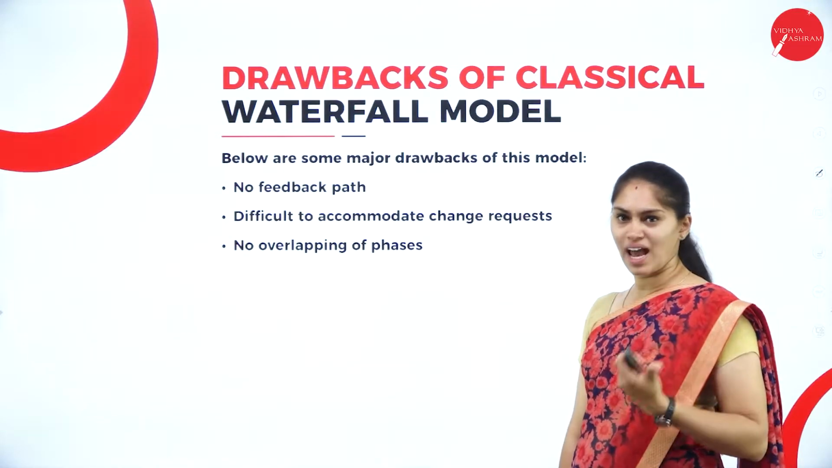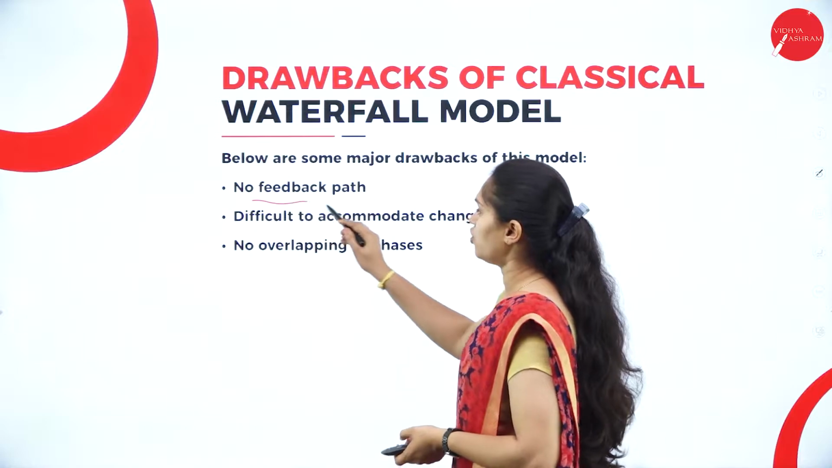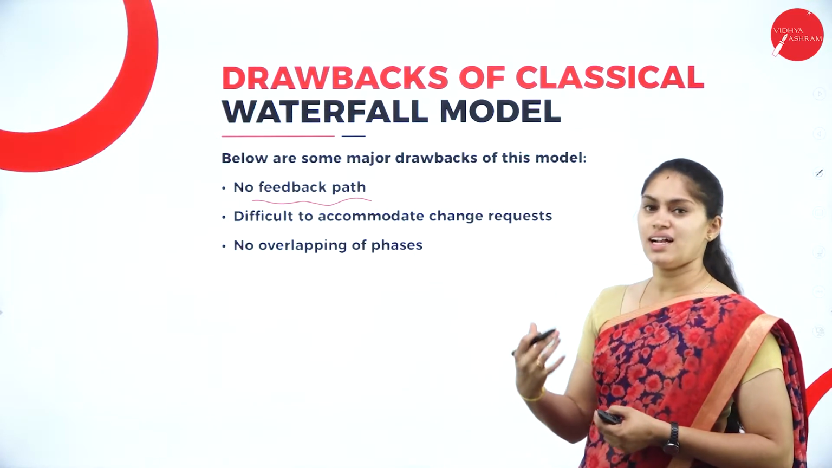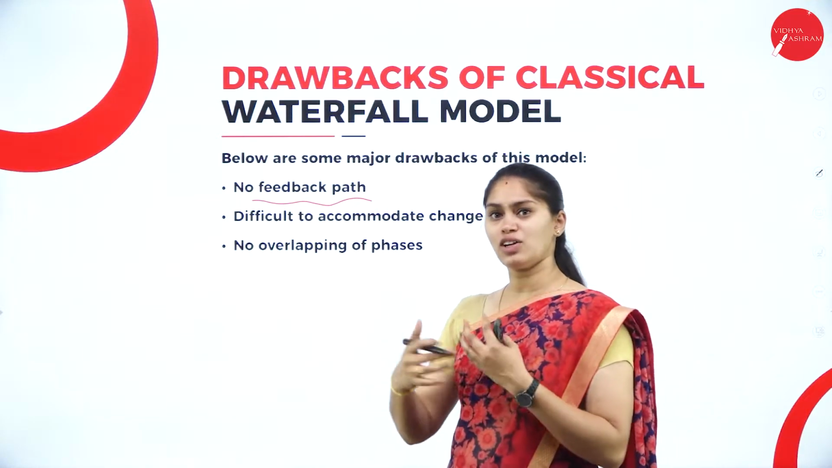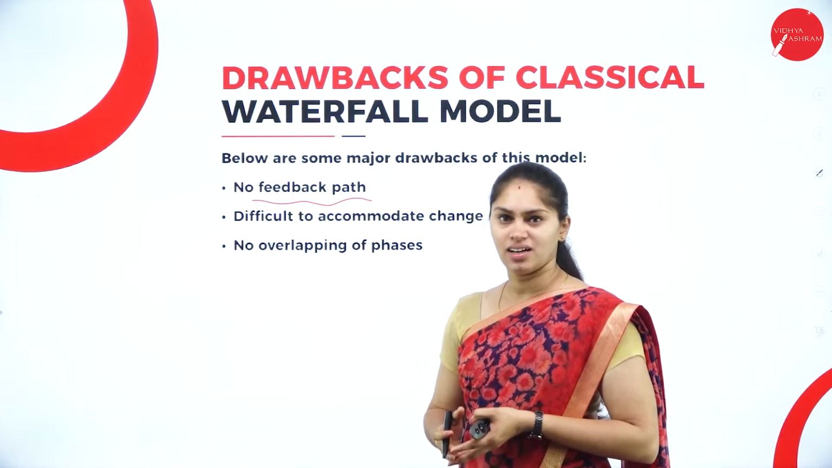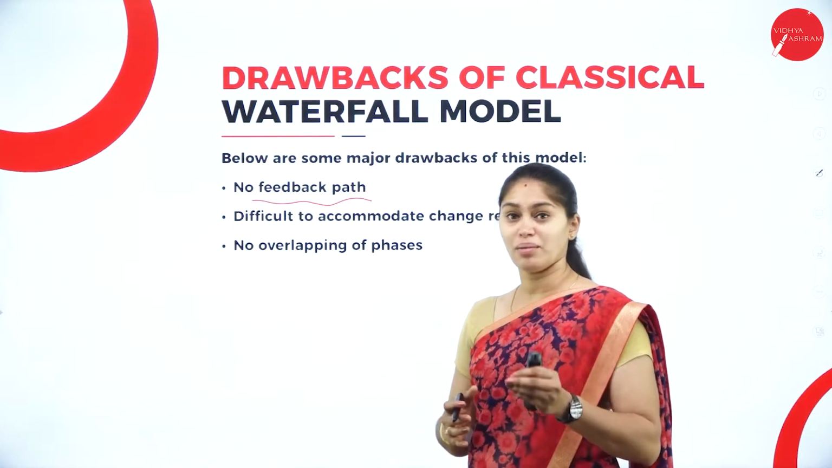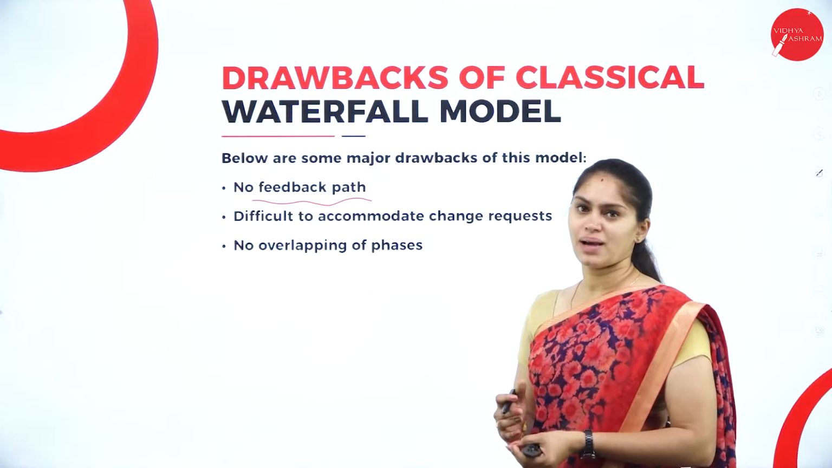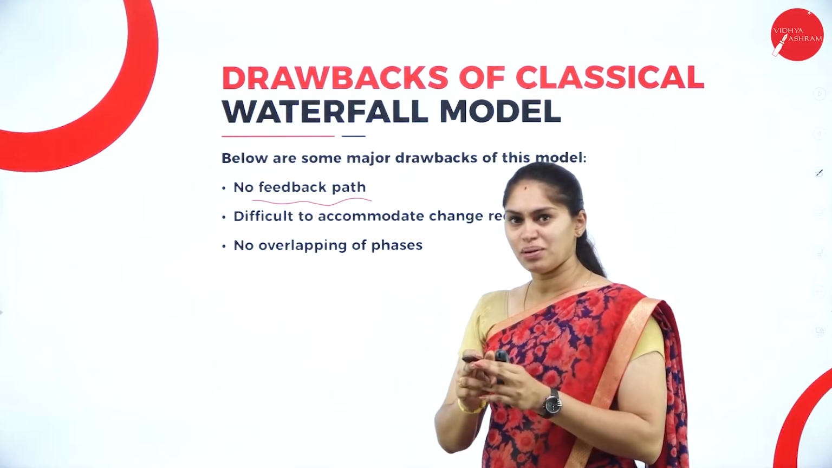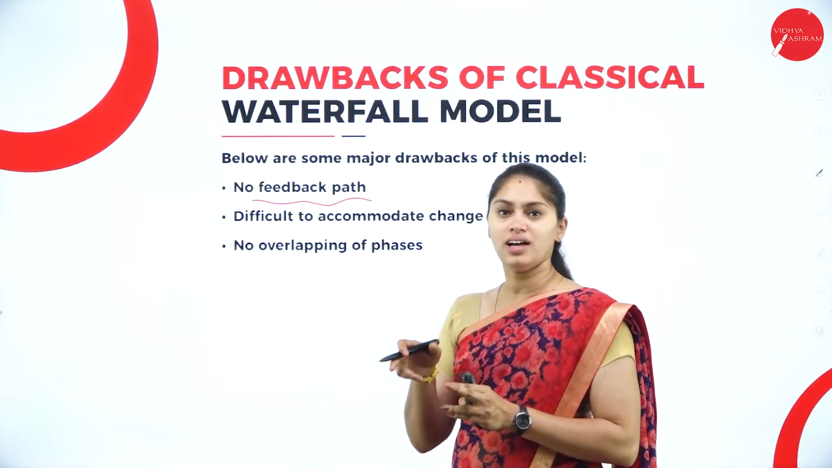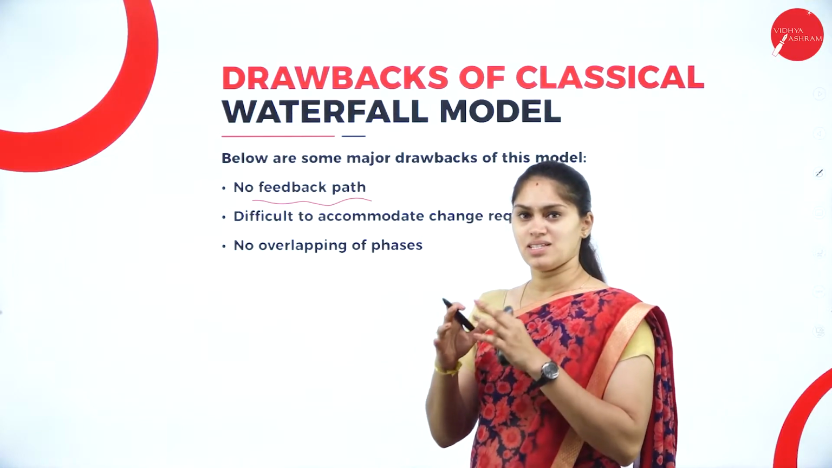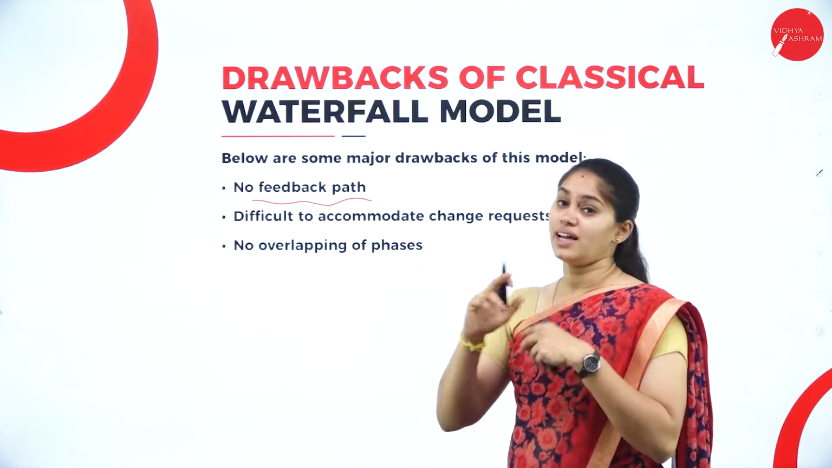What is that? We don't have a feedback path. No feedback path. For example, if I feel the design part is not over, then I can't go back to the analysis and requirement gathering again. Why? Because it does not have a feedback path. If I am done with the previous phase, then only I can come to the next phase. If I find any mistakes in this particular phase, I can't go back.